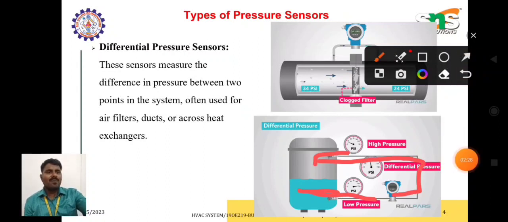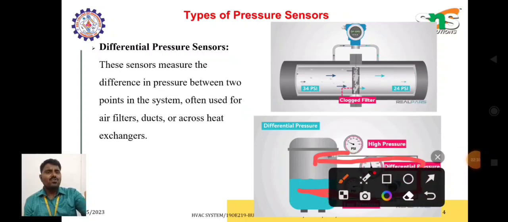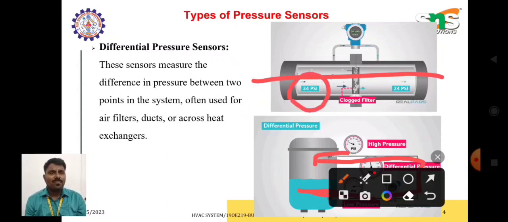And another example. This is a duct, or it may be a pipeline. In this pipeline, I am supplying the water with a pressure of 34 psi, pounds per square inch. It is a unit of air pressure or water pressure. In between the pipe, I am keeping a filter. The filter is used to eliminate unwanted particles, dust.